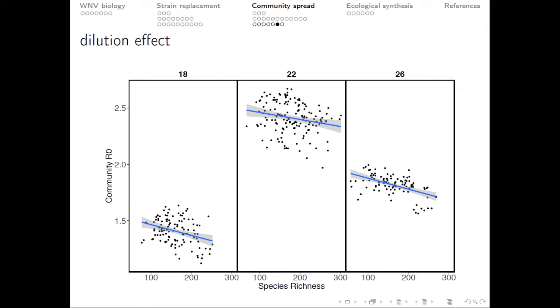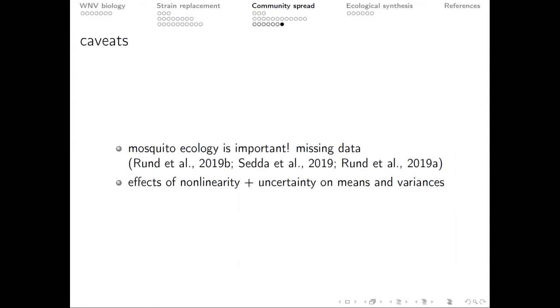But it does look like there's some mild evidence for a protective effect, and you should take that very non-seriously because this is correlational, in our predicted R0 on the basis of bird community. So of those pieces of wisdom that I told you about at the beginning, this is the one that actually seems to hold up.